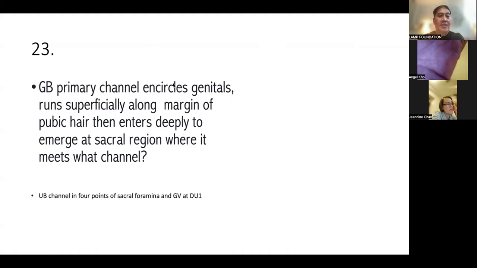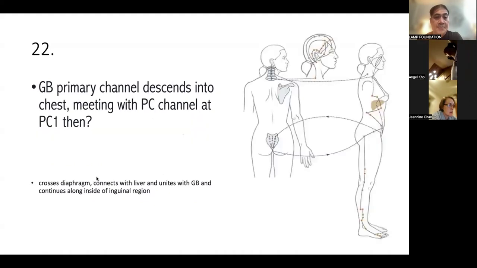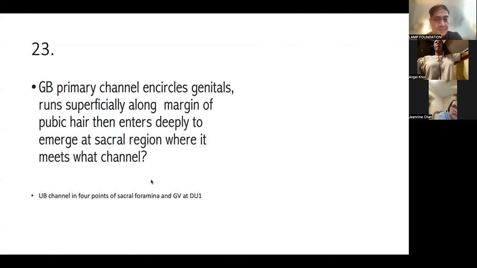Okay, the gallbladder primary channel encircles the genitals. It runs superficially along the margin of the pubic hair and enters deeply to emerge. Then what happens next? It meets the bladder channel at Du 1. Okay.